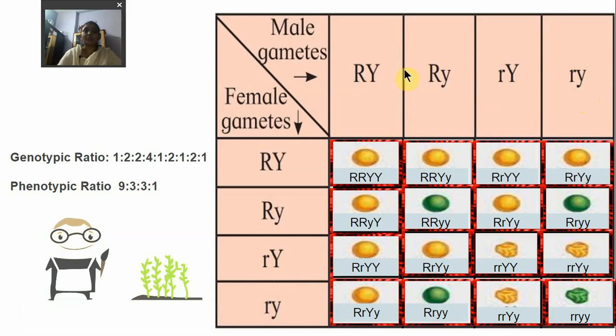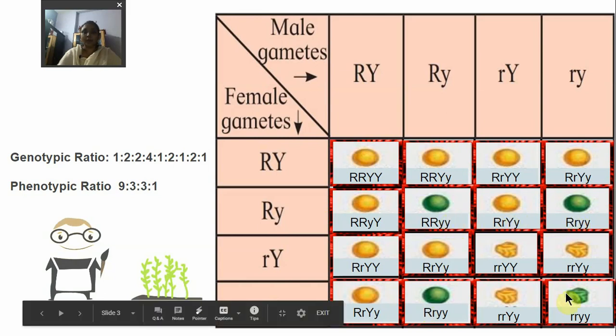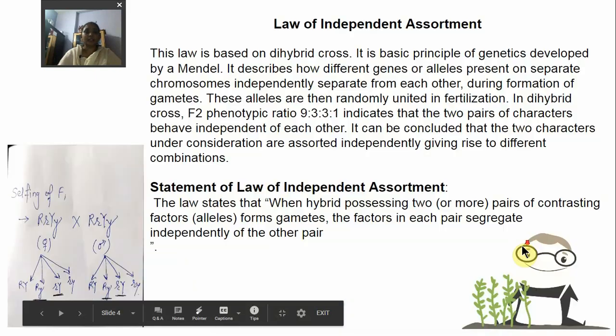The two factors which are located on separate chromosomes undergo separation at the time of gamete formation, and that's why these two new types of gametes are formed, and this new progeny is formed, that is the green round and yellow wrinkled. This is the law of independent assortment.